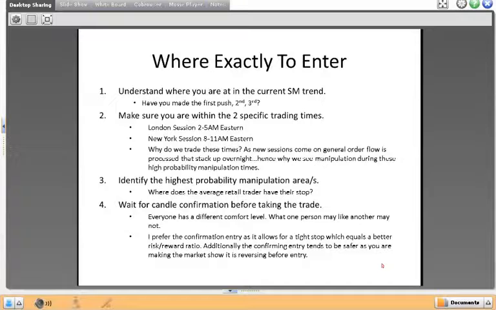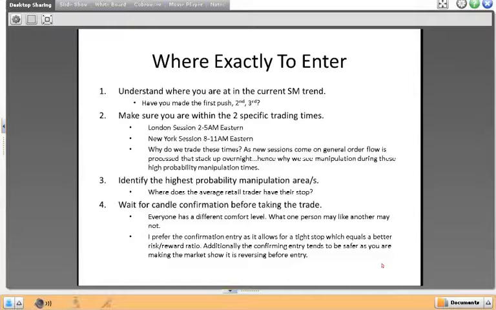If they know they're going to short the market for the day, they're going to process all those buy orders that come in the form of general order flow. That's going to begin to move the market up, which is going to move the market into the point they want, which is that high probability manipulation area. And again, we're going to cover this on the charts, and it will all come together. So they're using that general order flow to move the market into those high probability manipulation areas.